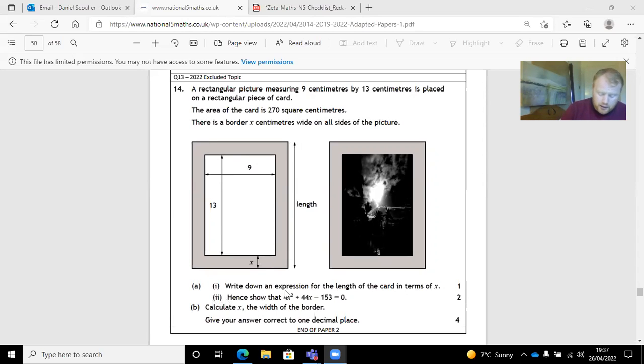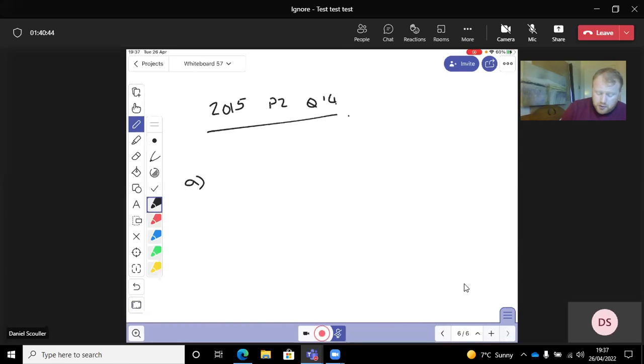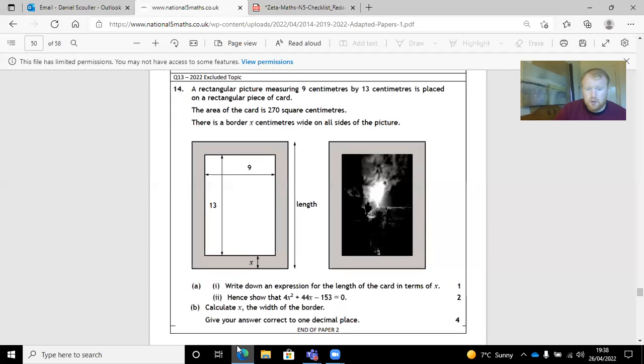So A would be 13 plus 2x equals the length, or 2x plus 13. So the length is equal to 13 plus 2x. That's the 1 mark. That expression, 13 plus 2x, is all you need there.